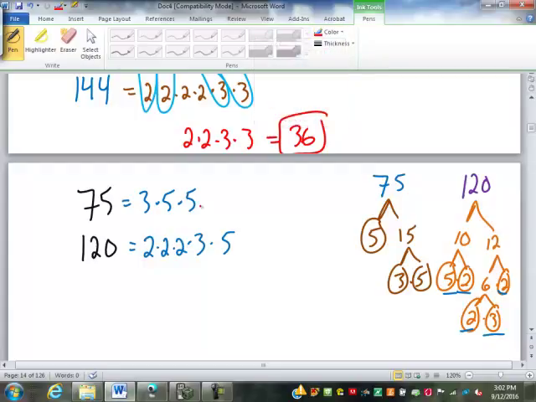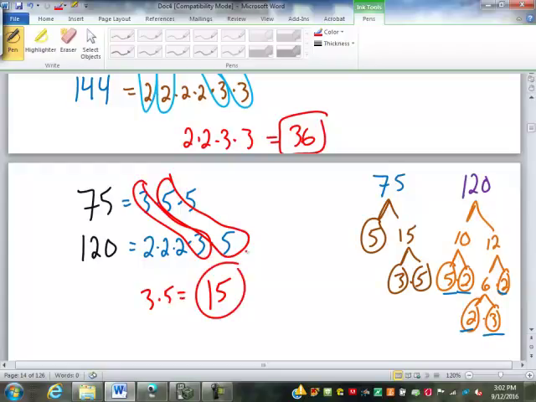So anyway, what's in common? We have a 3 and a 5. So 3 times 5 is 15. That is the greatest common factor. That's the largest number that will divide into both of those.